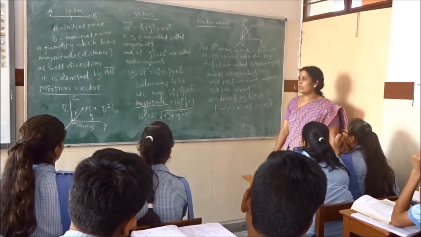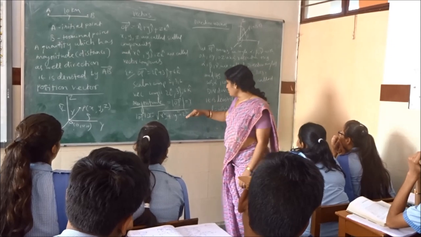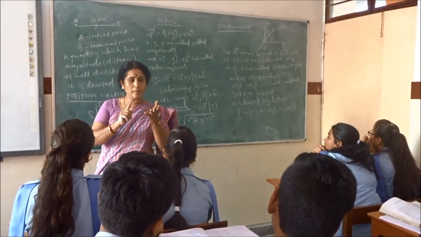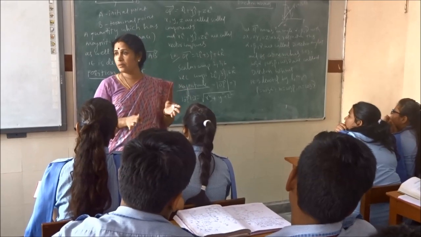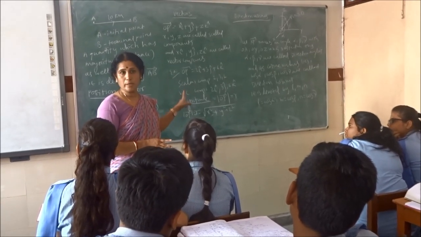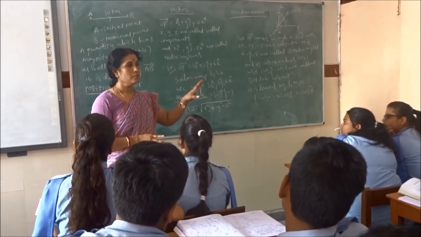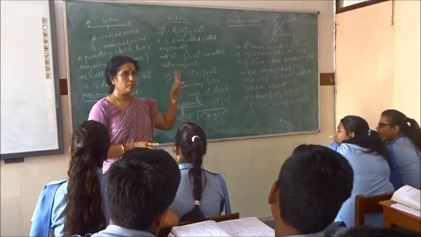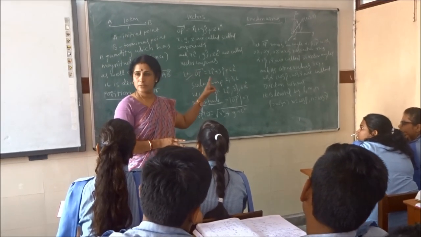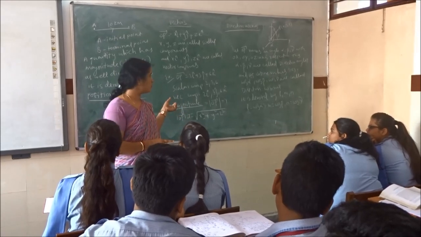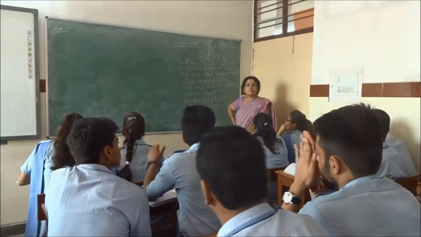Clear? So anyhow, try to understand this. This is a basic. Completely vector in 3D is usually worth only 4 marks or 6 marks, but it is related to another topic, 3D. If you know vector, then only you can touch another topic. So be careful, everyone. Try to understand basic things.